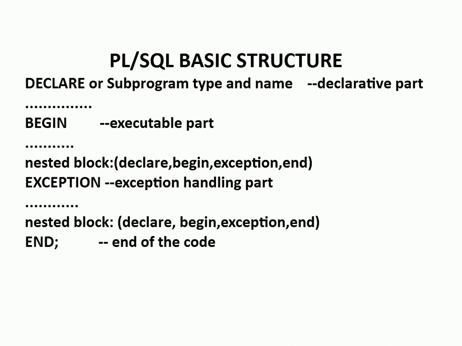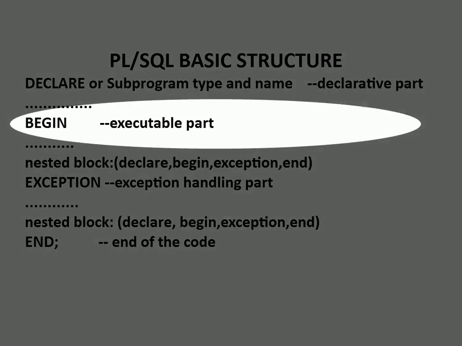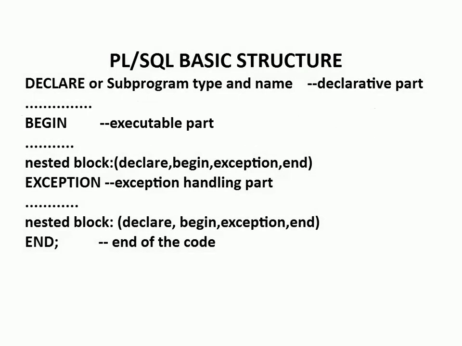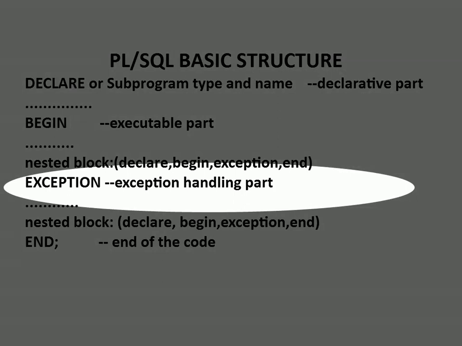The executable part is where actual code runs. Only this part in the block is mandatory. This part starts with the keyword begin. The exception handling part is where we provide code to tell the program what to do if some error occurs in the code. This part starts with the keyword exception.